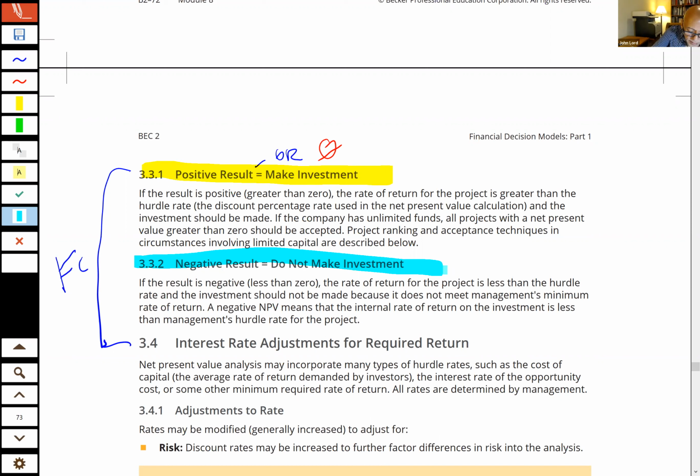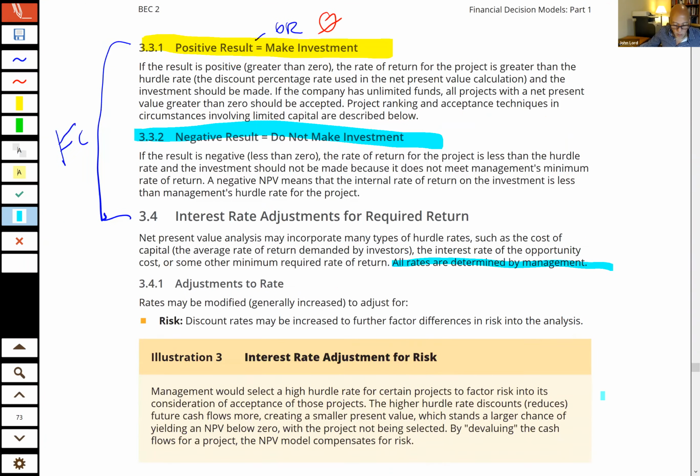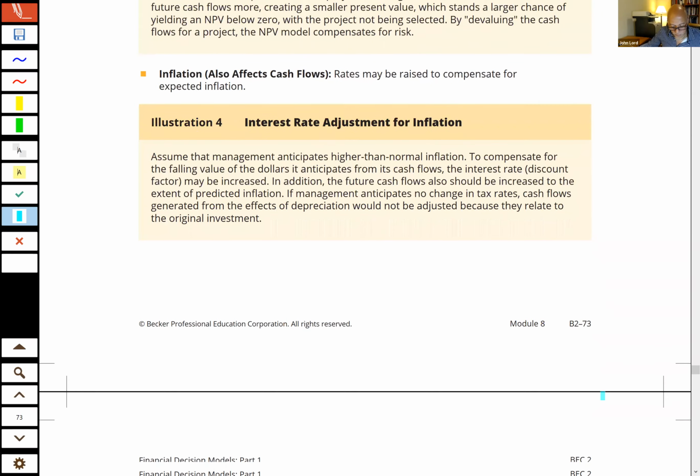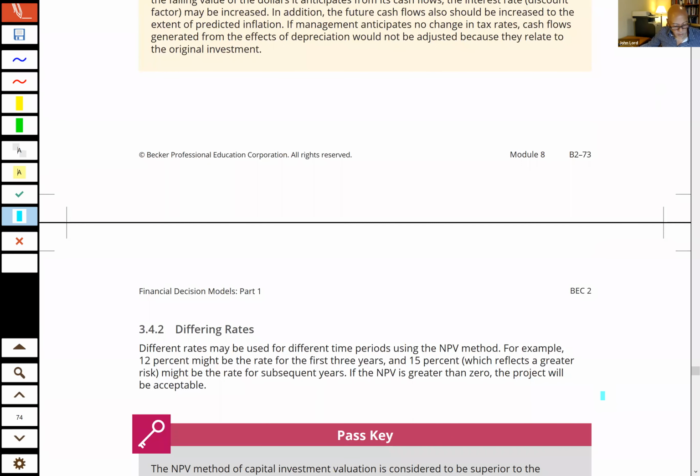Again, you don't have to worry about calculating the rates. Those are determined by management. And again, we have learned that often that is the weighted average cost of capital. Okay, good. Let's go ahead and take a look.